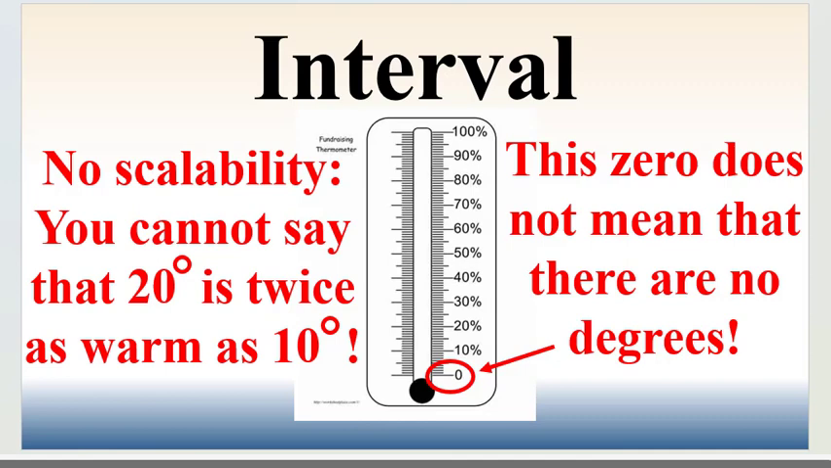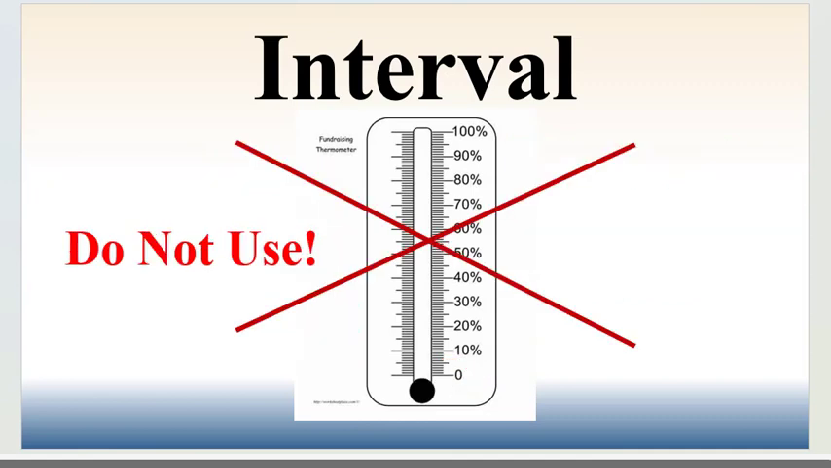It's very confusing, and my suggestion is don't use it. In fact, I've used dozens of different advanced statistics textbooks, and whenever they talk about an interval variable, it's always the same example. It's always temperature. I don't know why they go on about it. I don't think it's such a big deal. But again, my advice, don't use it.